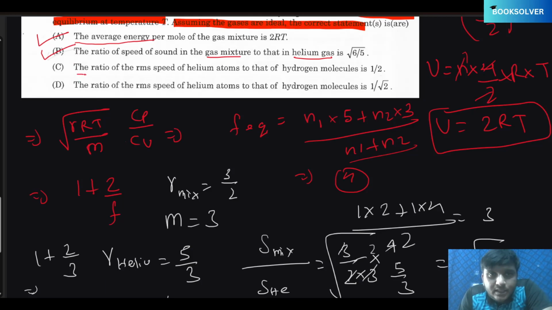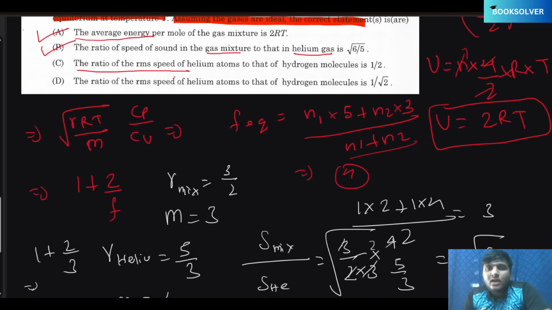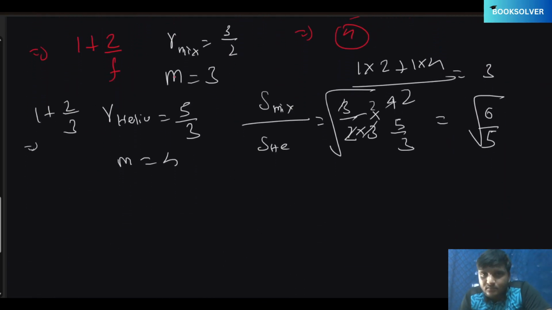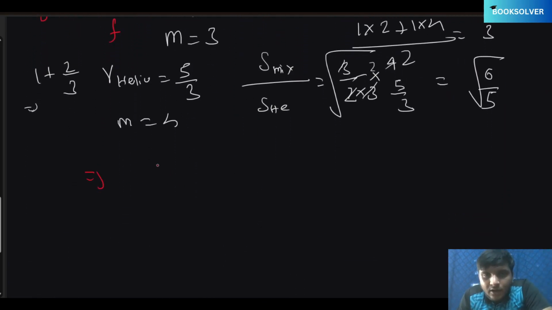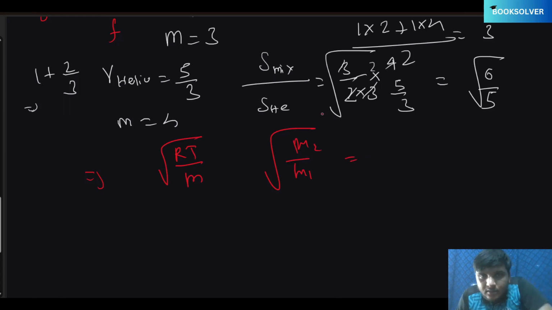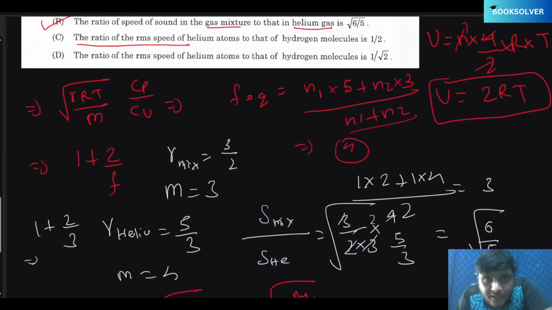Now moving on to option C, the ratio of the RMS speed. Now what is RMS speed? I think everybody knows that the RMS speed has a formula of root under 3RT by M. We do not have to mind any constants here, so we can simply take the ratio of root under RT by M, or basically root under 1 by M. They are asking about helium atoms to that of hydrogen atoms.